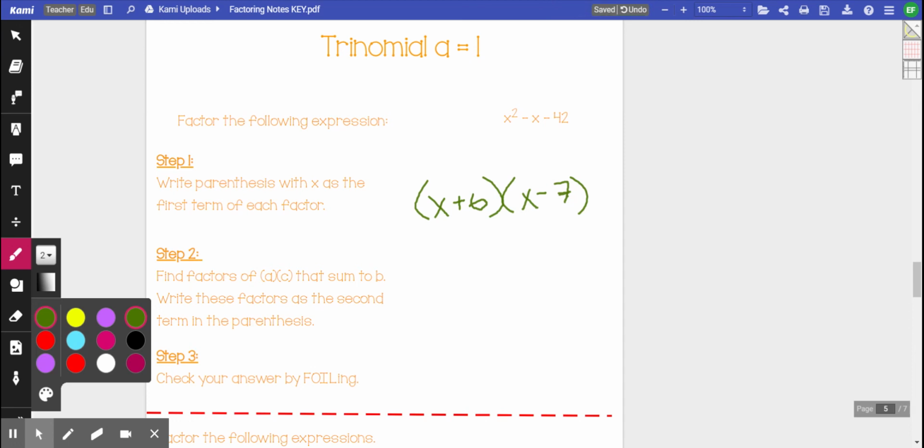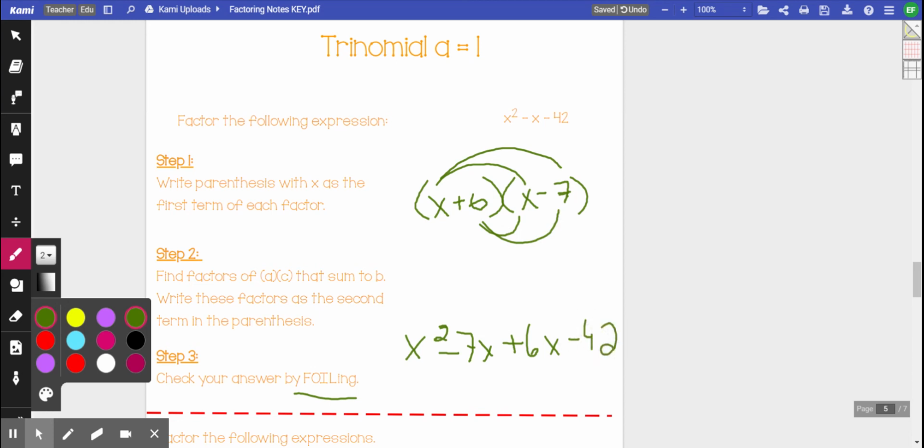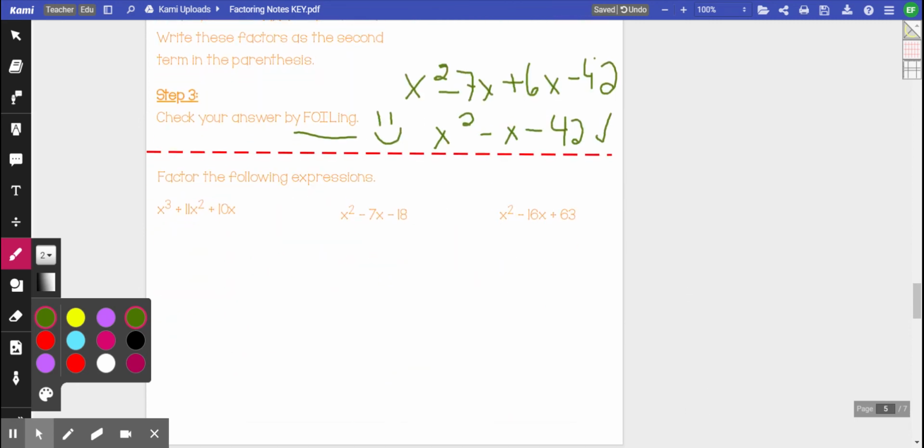If you want to double check it, you can definitely do so by FOILing. When you do, just to encourage you to, x times x is x squared. x times negative 7 is negative 7x. 6 times x is 6x. And 6 times negative 7 is our negative 42. When we combine those outer and inner terms, or 2 like terms in the middle, we do get back to exactly where we started from. So that's our verification that we are happy campers because we did it correctly. So we can smile. Let's do it a couple more times just to practice.